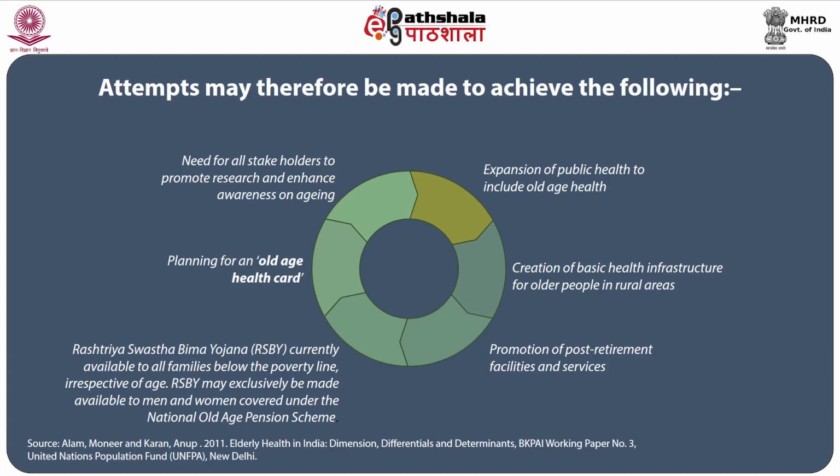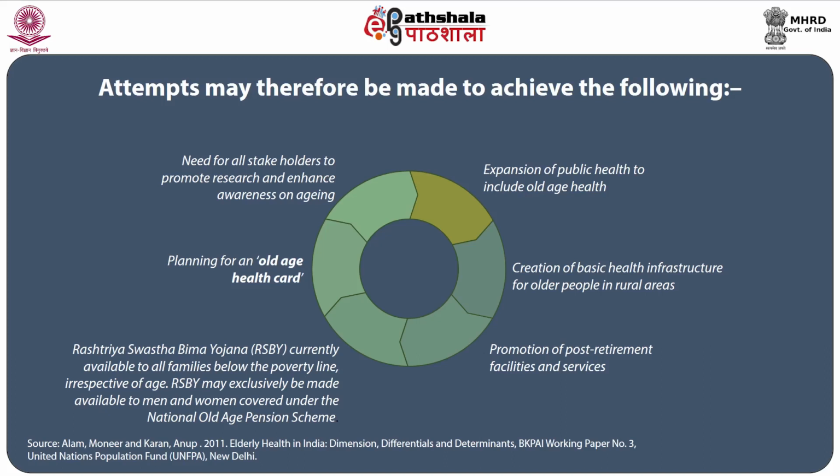It is very important in this context to mention the Rashtriya Swasthya Bima Yojana, RSBY, the scheme which is currently available to all below-poverty-line families, irrespective of their age. RSBY may be made exclusively available to men and women covered under the old age pension schemes. An old age health card, along the lines of the health card issued under the RSBY, may be planned so that the elderly who need it and fulfill these requirements can greatly benefit from these schemes.